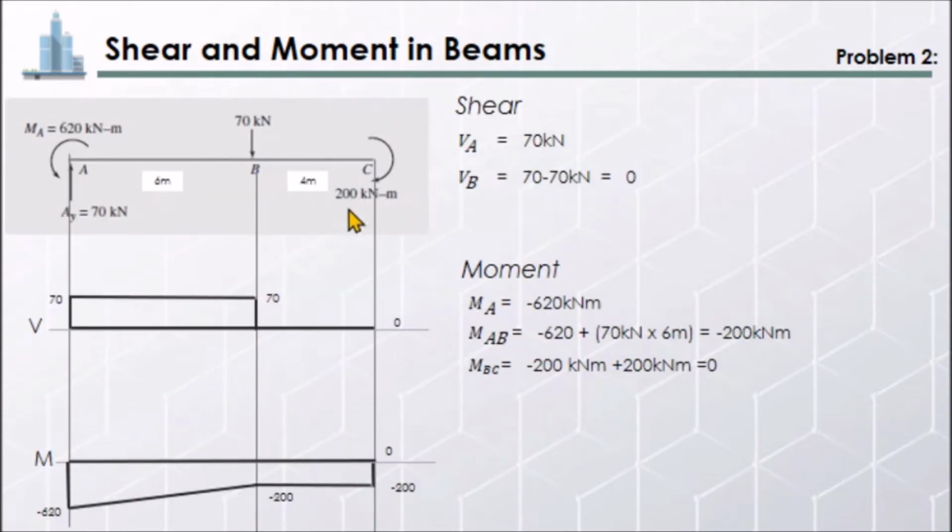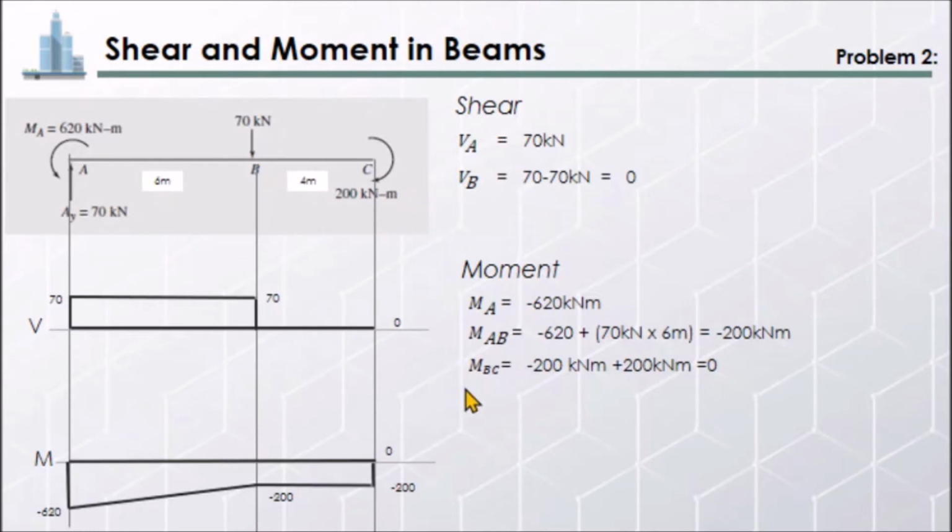So, for our shear, ano ba ipapasok? So, ito lang, 70 kilonewton ulit, right? So, from here, we have ilan? 70. Itong reaction natin dito. And then, from A to B, meron ba tayong load? Wala. So, from point B, may pumasok na 70. So, 70 minus 70, 0. So, from B to C, meron pa ba tayong load?